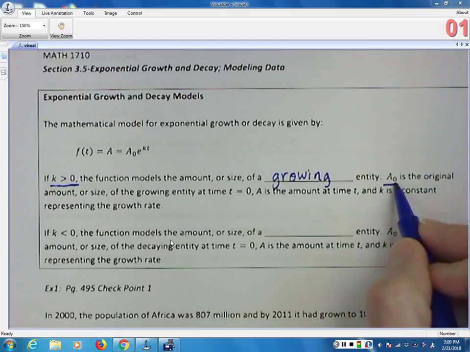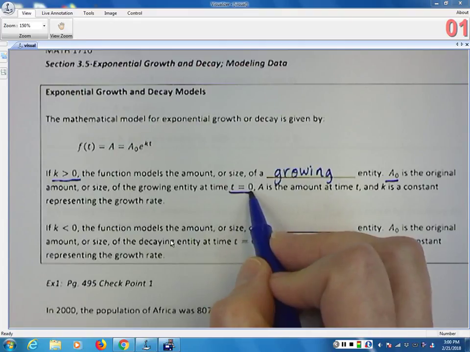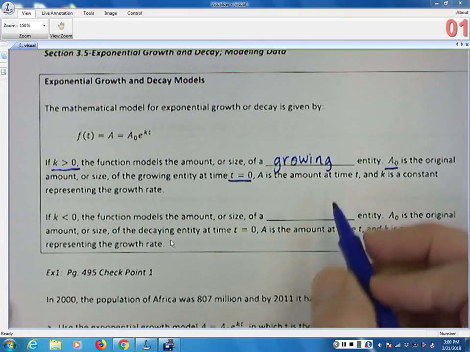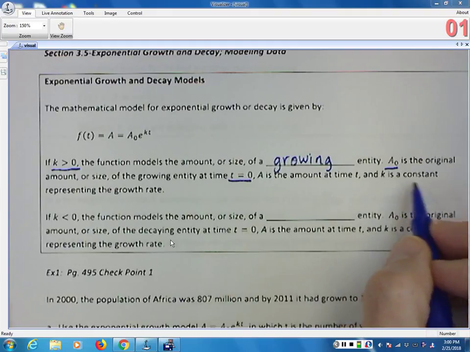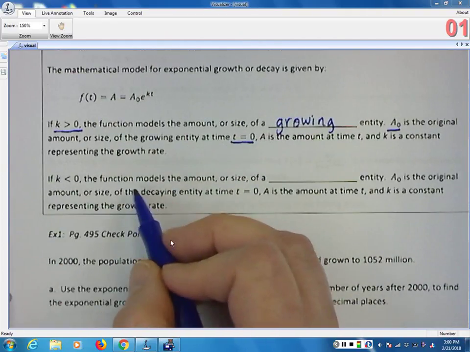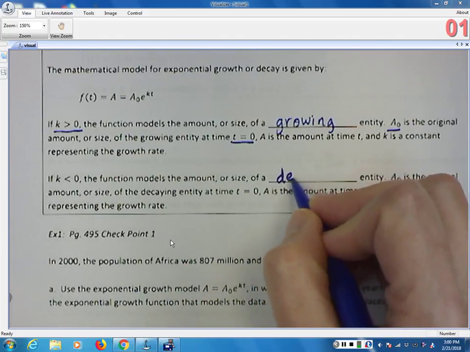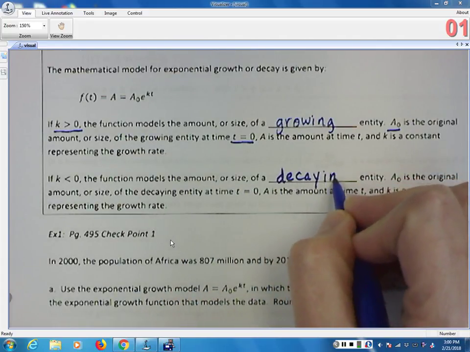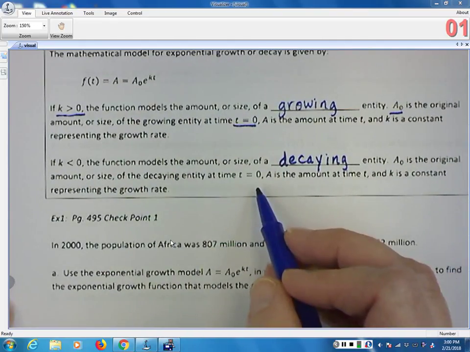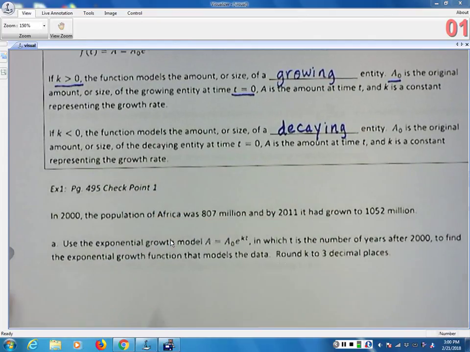A0 is the original amount or size of the growing entity at time 0. That's why it has a 0 subscript. A is the amount at time t, and k is a constant representing the growth rate. If k is less than 0, then the function models the amount or size of a decaying entity. A0 is the original amount or size at time t equals 0. A is the amount at time t, and k is the constant representing the growth rate.